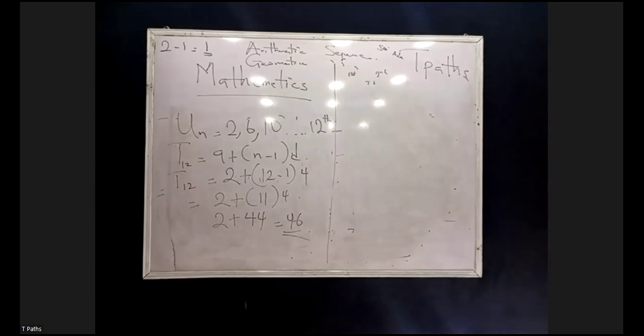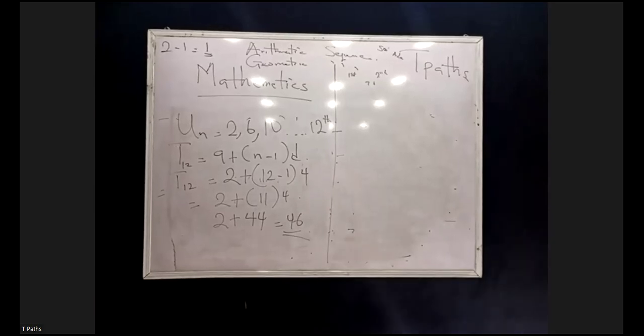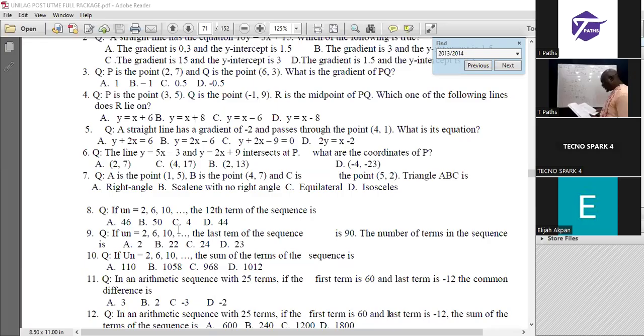Number 9 says, if Un is 2, 6, 10, and the last term is 90, that is, Tn is 90, find the number of terms. If you look at it, we know our first term, we know our common difference, and we know the last term, which is this. The answer we should look for is n.